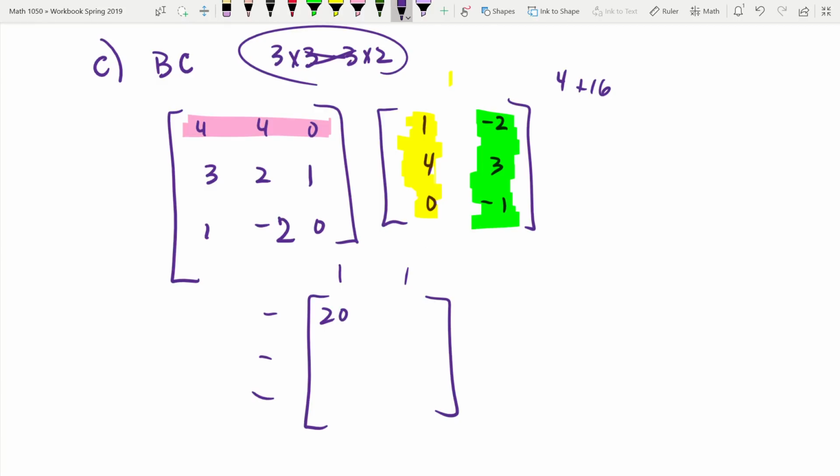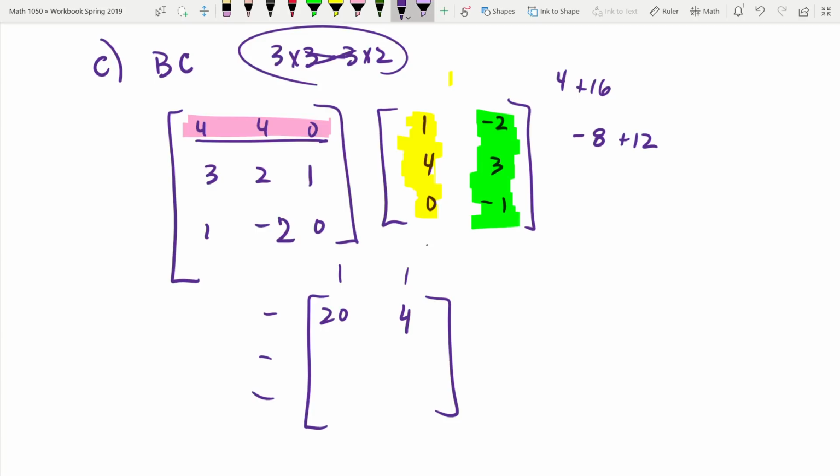So 4 times negative 2 is a negative 8. 4 times 3 is 12. 0 times negative 1 is a 0. A negative 8 and a positive 12 is a 4. So some of you are not knowing where to put that number, that 4. Do you see how I'm using row 1? The answers from row 1 go in row 1. So that would be a 4 right there.